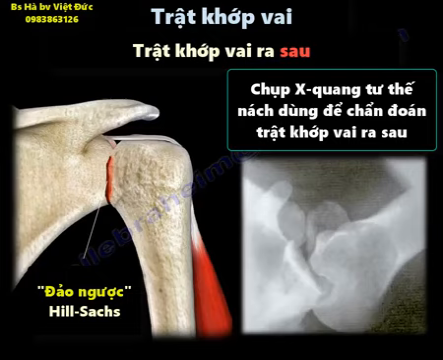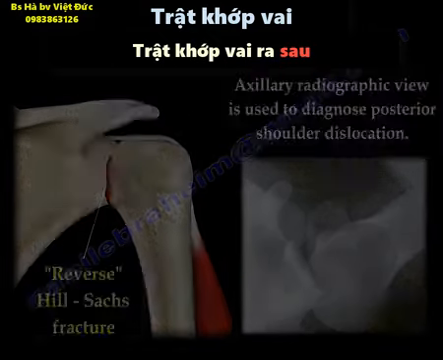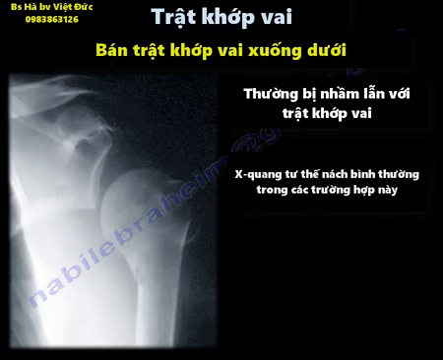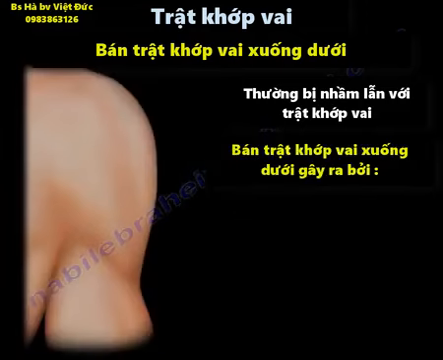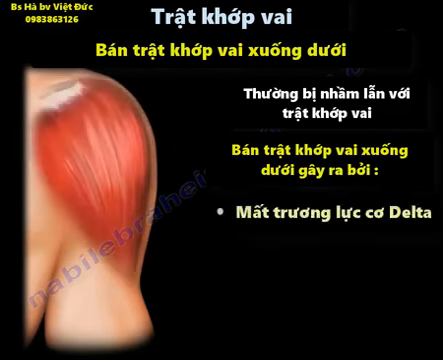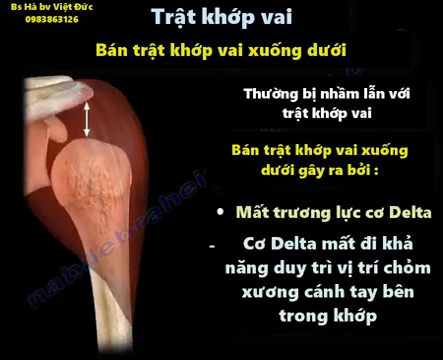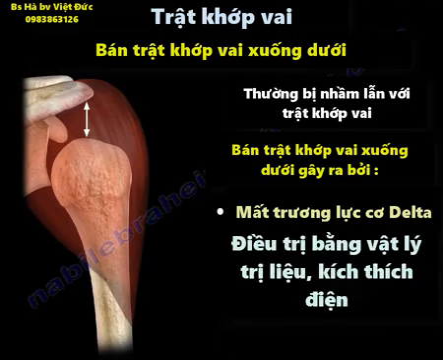Axillary radiograph is the best to diagnose posterior shoulder dislocation. Inferior subluxation can be confused with shoulder joint dislocation. Axillary radiograph views are normal in these patients. Inferior subluxation of the shoulder is usually caused by deltoid muscle atony, weakness of the deltoid muscle, and the treatment is usually physiotherapy, electric stimulation.